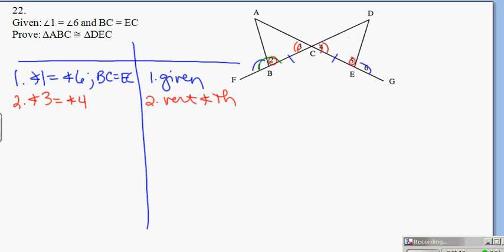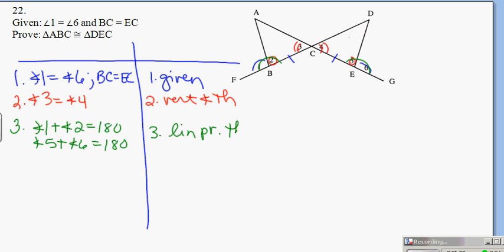What I do know is that I have a linear pair on both sides. And so I'm going to go ahead and write my linear pair equations. So that is that angle 1 plus angle 2 equals 180, and that angle 5 plus angle 6 is equal to 180. And that's the linear pair theorem.